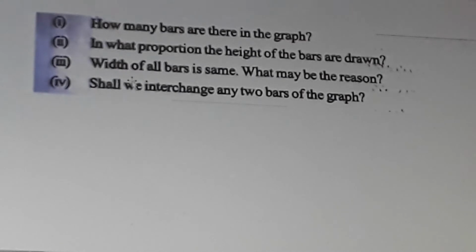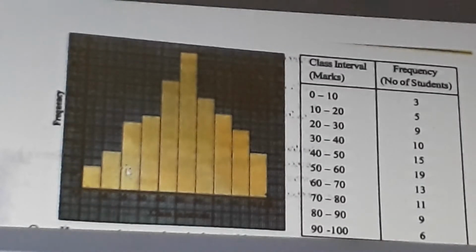Third question. Width of all bars is same. What may be the reason? Width of bars is same: 0 to 10, 10 to 20, 20 to 30. Width of the bars is same because width represents the class interval. Particularly in this example, length of all class intervals is same.